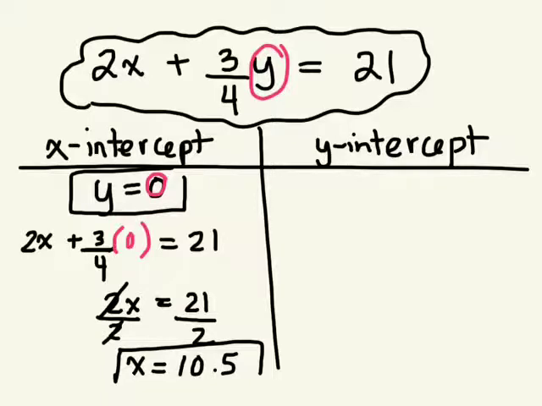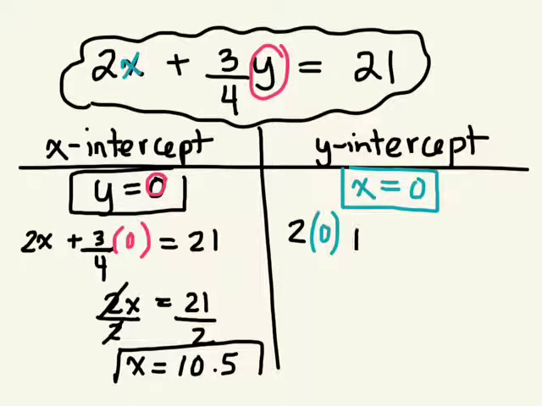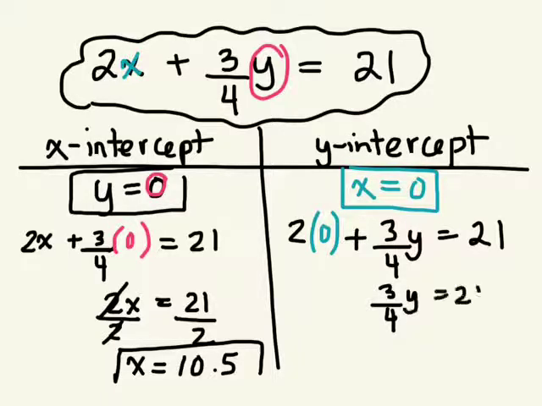Now we need to find the y-intercept. So to find the y-intercept, which value do I have to make equal to 0? If it hits the y-axis, what has to be equal to 0? Yeah, x has to be equal to 0. It's always the opposite. So now I'm going to replace my x with the number 0 and solve for y. So again, using the same equation, if x is 0, we're going to solve this for y. 3 over 4y equals 21. What's 2 times 0? 0. So I'm just left with 3 divided by 4y equals 21.